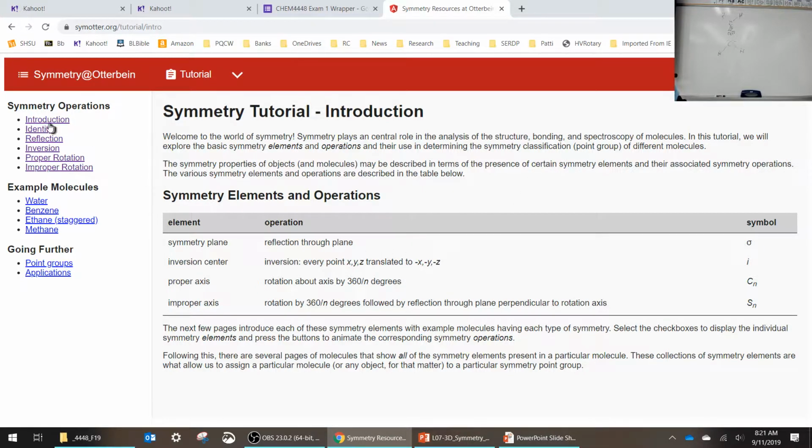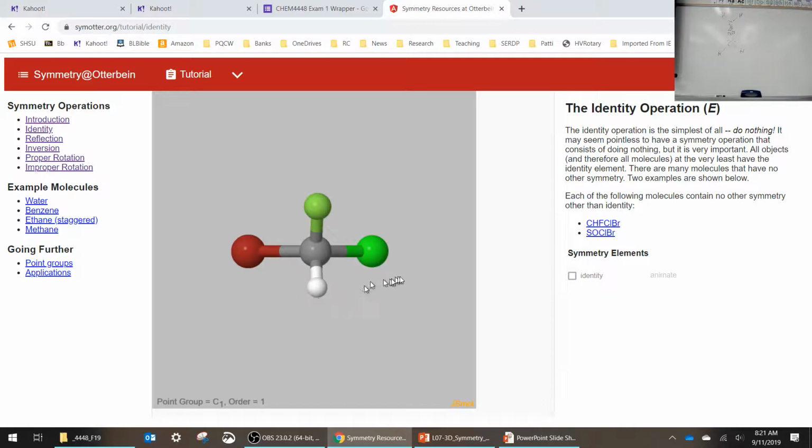And so let's go through. They're up here on the left side. You have identity, reflection, inversion, proper rotation, and improper rotation. And we're going to use these example molecules down here. So let's go ahead and start with the first one, identity.